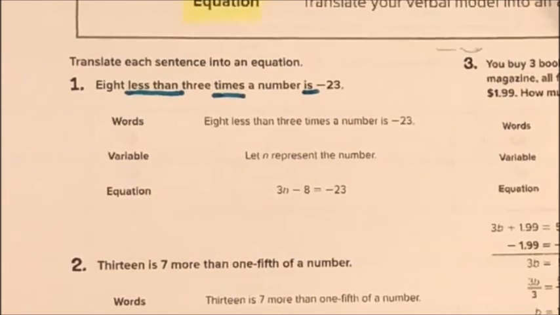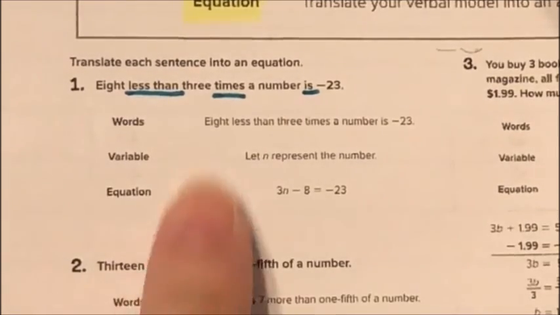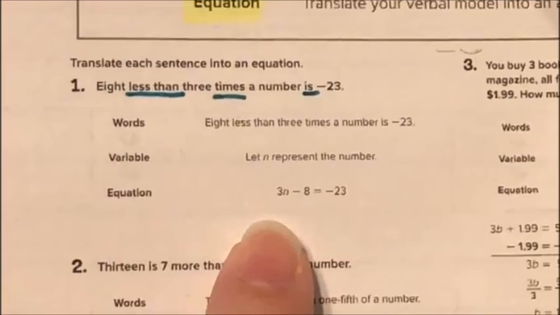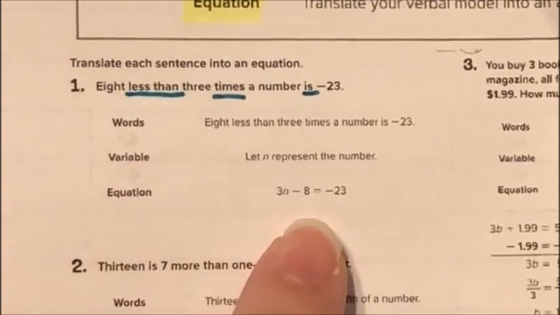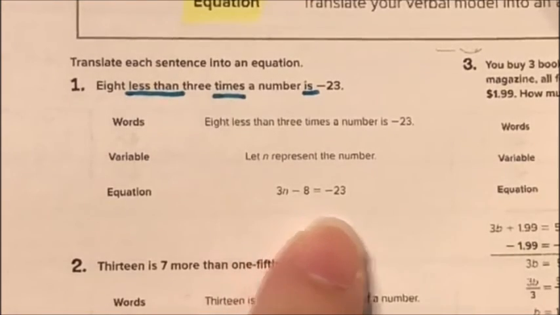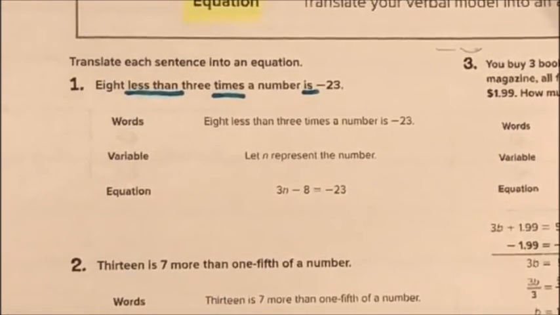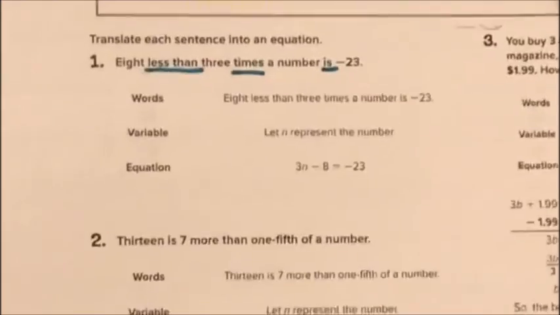Variable, right? I can pick any variable I want. In this case, we chose n. Then I want to write my equation. 3 times a number gives me 3n. And 8 less than that, so I subtract 8, equals negative 23. Notice I'm not solving anything. All I'm doing is writing the equation. All right? Let's look at number 2.